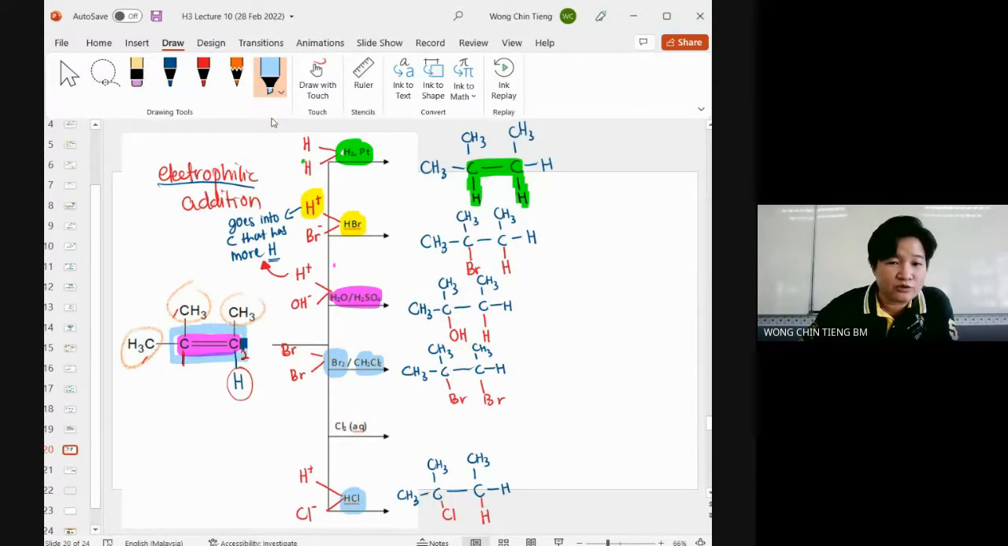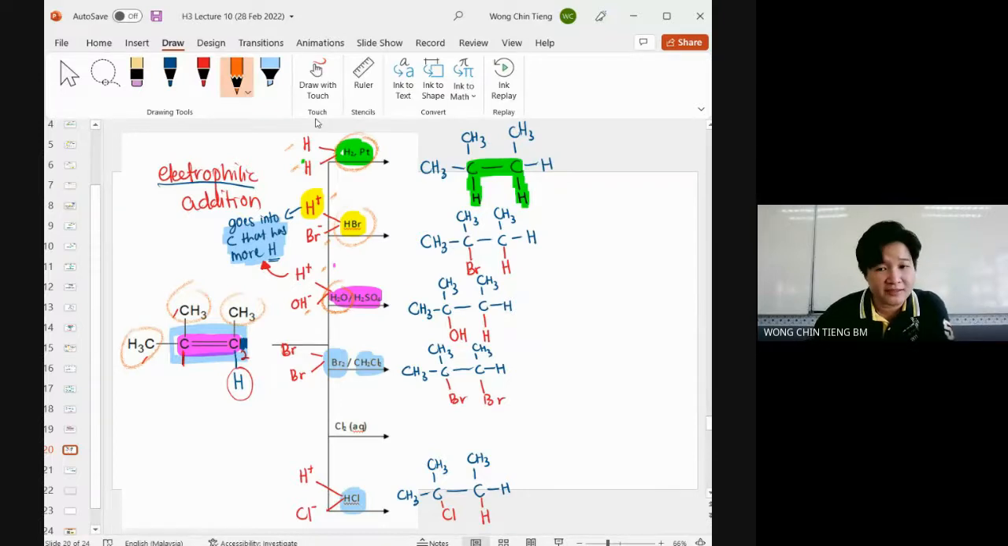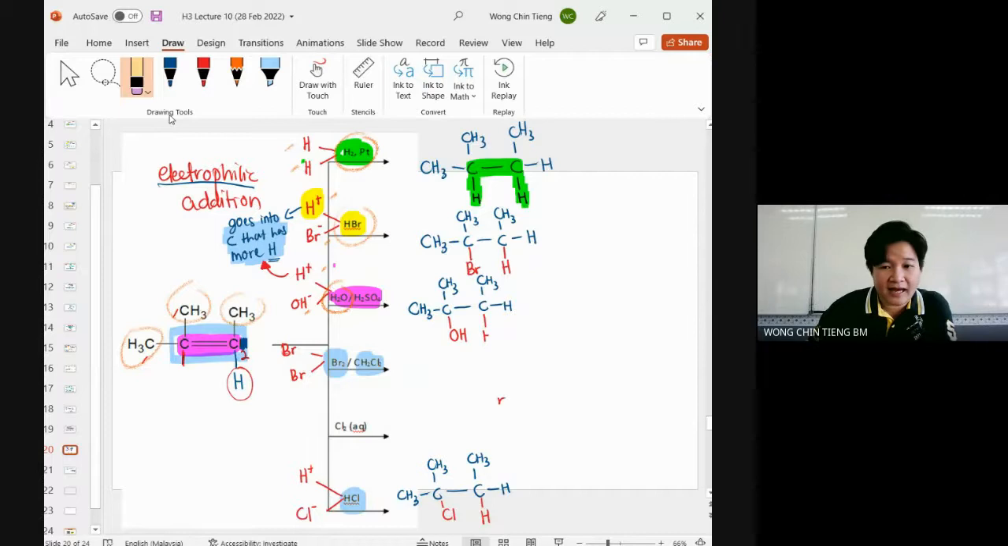I need to know the double bond. I need to know which carbon has more H. And then you only need to know kalau hydrogen, platinum apa yang masuk. Kalau HBr apa yang masuk. Kalau H2O siapa yang masuk. Br2 siapa yang masuk and so on. Okay, that's it.